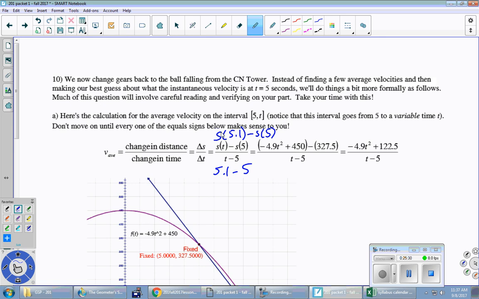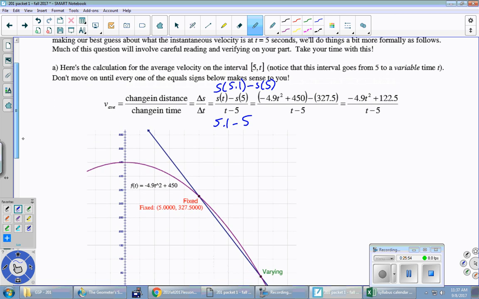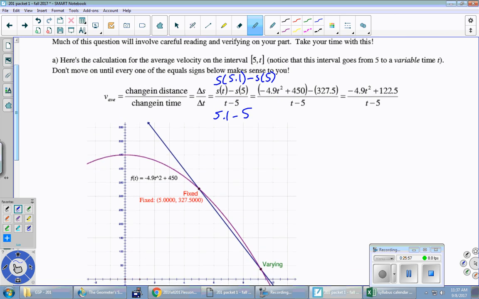S of t, well, that was just a formula, right? We created this formula for any t, so you just copy it right there. And then s of 5, we did that calculation, that was easy. And then we just combine like terms, the 450 and the 327, and we come to this. And so this thing right here represents the average velocity on the interval 5 seconds to a generic t seconds.